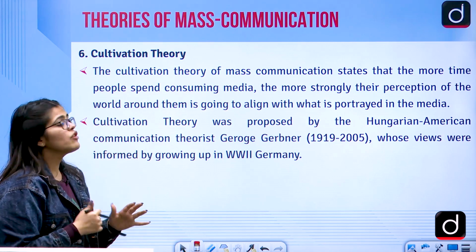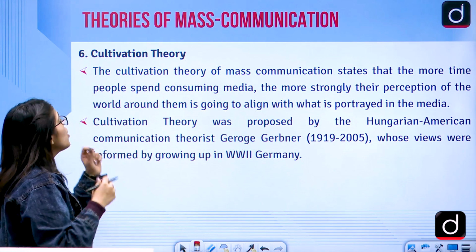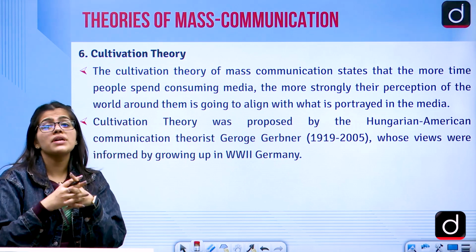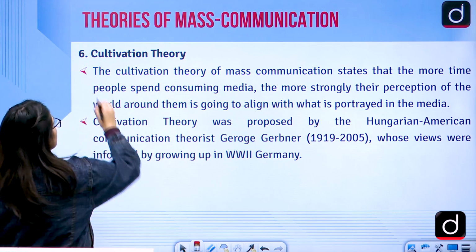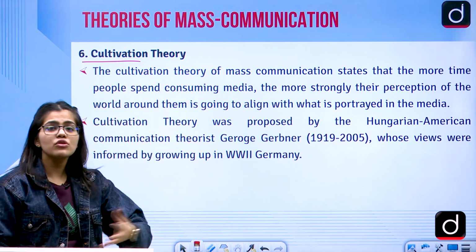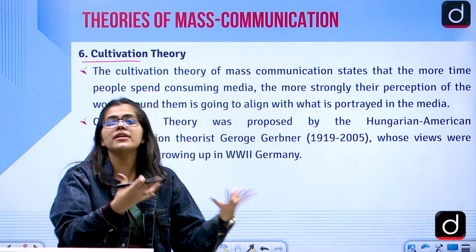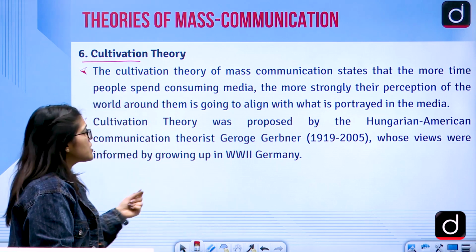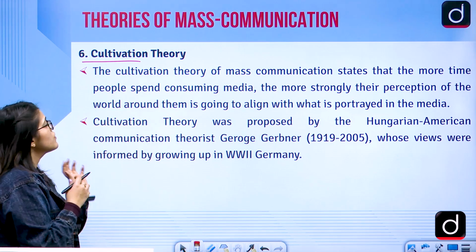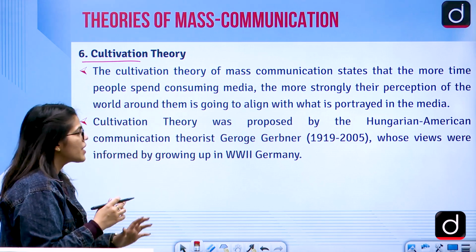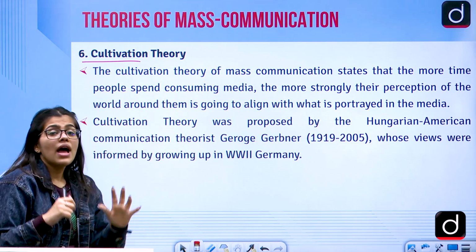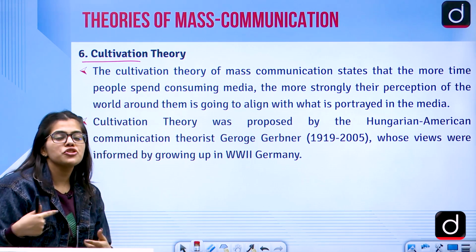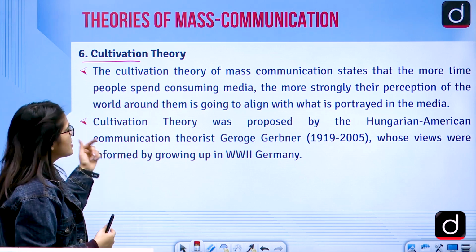Then we have the cultivation theory. The cultivation theory of mass communication states that the more time people spend consuming media, the more strongly their perception would be shaped. So what is cultivation? Cultivation is to grow something. कुछ उगाने का, अगर आपको कुछ plant करना है, so what will you use? You will use the word cultivation. So cultivation is basically how the perception of the world around everyone is portrayed and changed. So your media and giving too much exposure to this type of media will change your perception. This theory is called the cultivation theory.